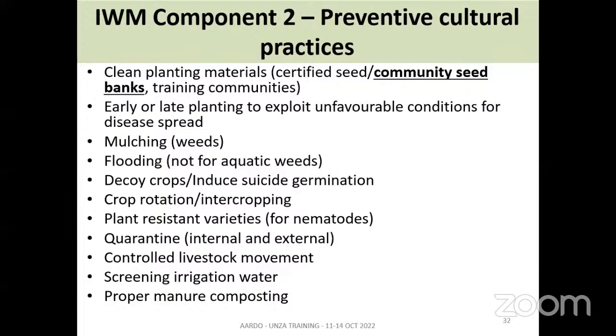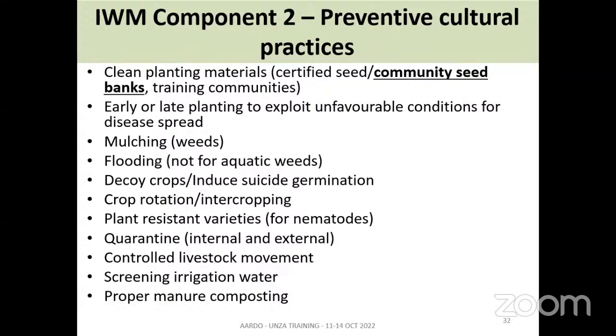weeds. And one of the things we said was clean planting materials. Sometimes the seeds of the weeds are so small that you'll be having your rice seed, and inside there is also striga seed and you can't see it. So when you have a proper clean seed, it helps you to deal with that. And there are several others, of course: time of planting, mulching, flooding, decoy crops, crop rotation.